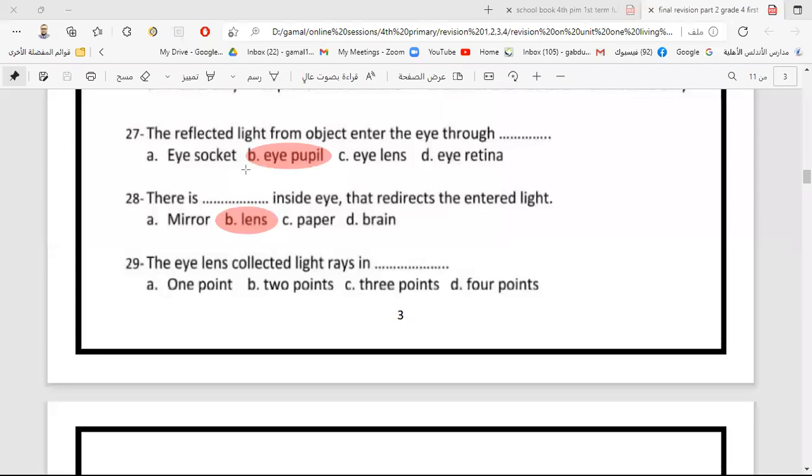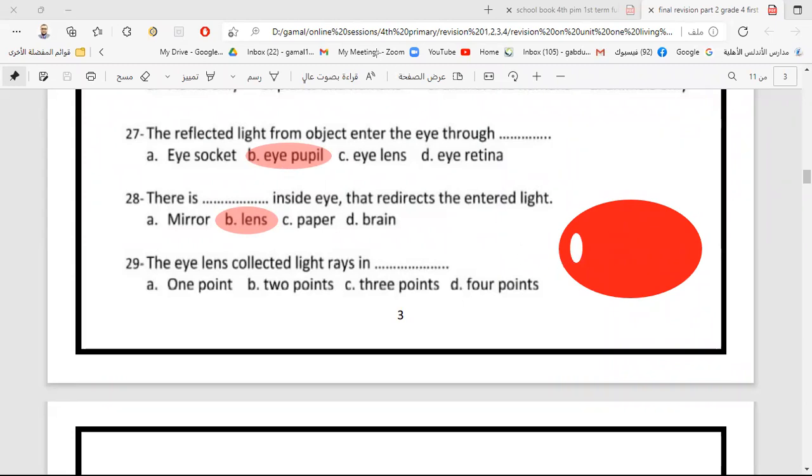The eye lens collects the light in 1 point or 2 or 3 or 4 points? 3. No, watch my son. The eyeball is like this, okay? And the lens is like this, okay?